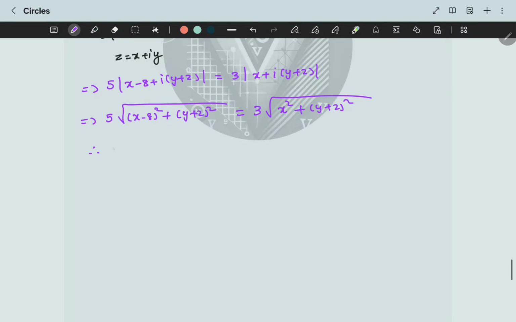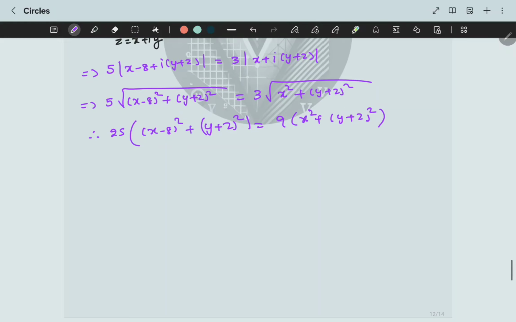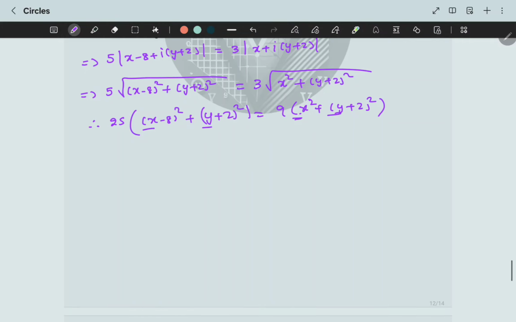Now let us square on both sides. So we get 25 times (x minus 8) whole square plus (y plus 2) whole square is equal to 9 times x square plus (y plus 2) whole square. I think this equation represents a circle. That's right. This equation definitely represents a circle because the coefficients of x square and y square are equal. So we get 25x square plus 25y square here, and from here 9x square plus 9y square. 25 minus 9 is 16, so 16x square plus 16y square, and there is no xy term. So this will represent a circle for sure.